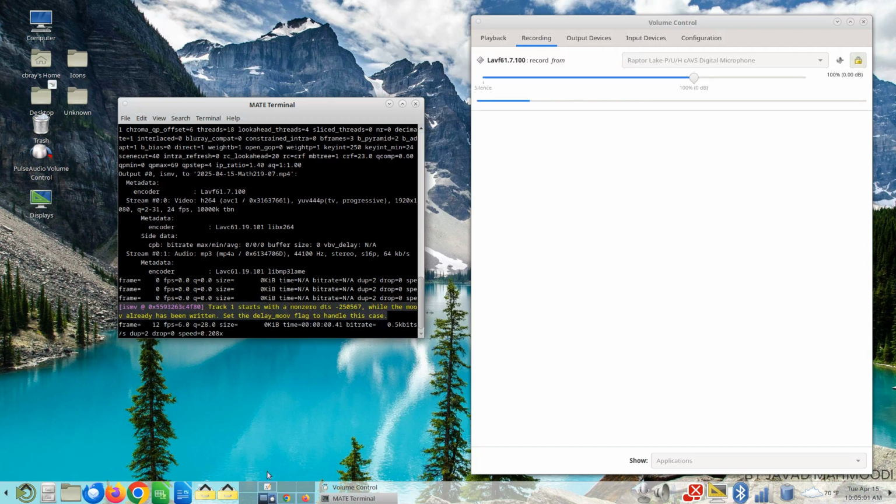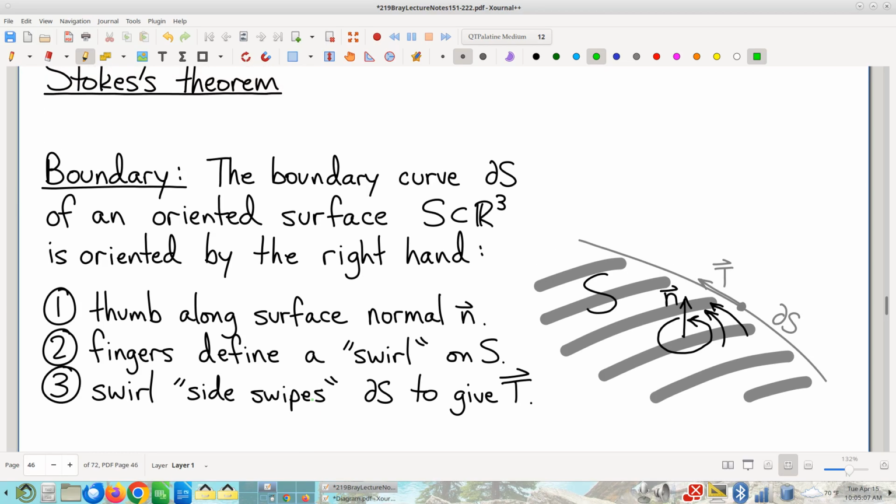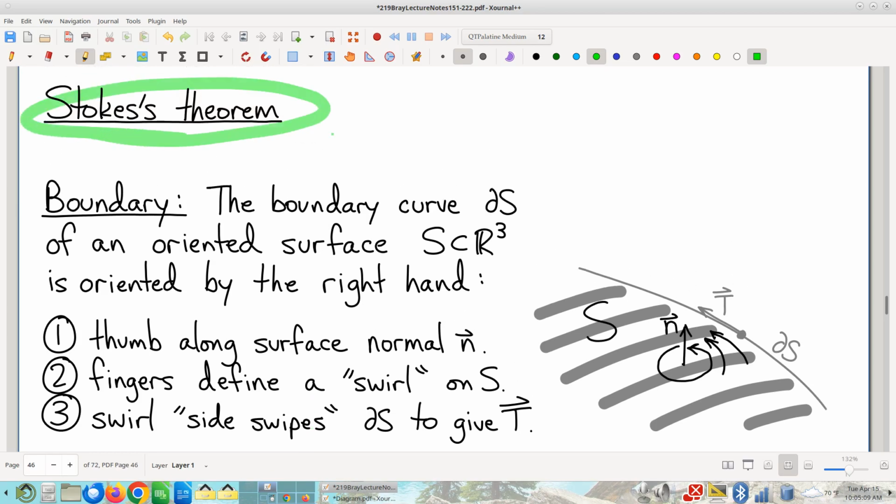Okay, off we go. Last time we just barely scratched the surface of getting started with Stokes' theorem, what I'm going to call the second half of this enormous section. It's the first half in the book, whatever.